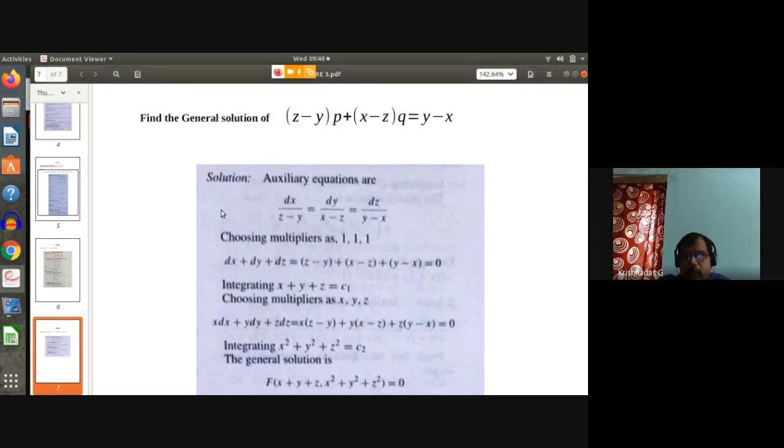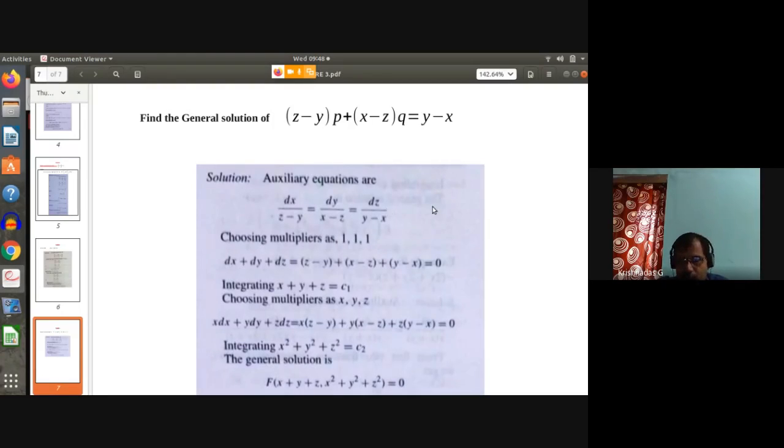That ratio is equal to this, which indicates that x dx plus y dy plus z dz is proportional to 0, because this is the term in the numerator and this is the term in the denominator. So denominator 0 means the numerator is proportional to 0. This ratio indicates that dx is proportional to this, dy is proportional to this, dz is proportional to this.